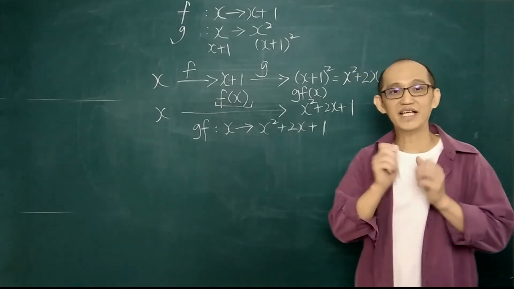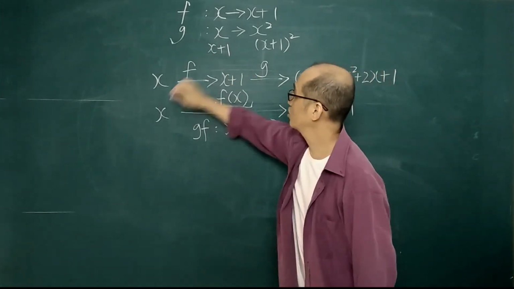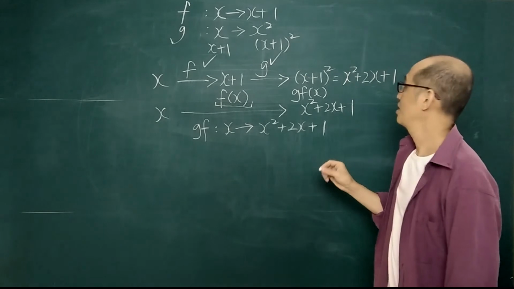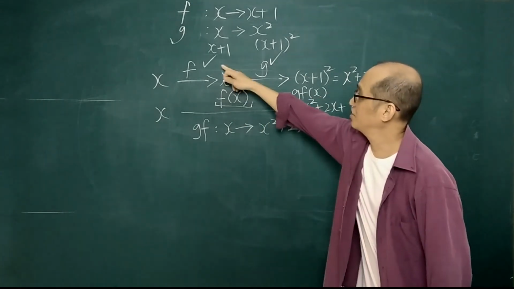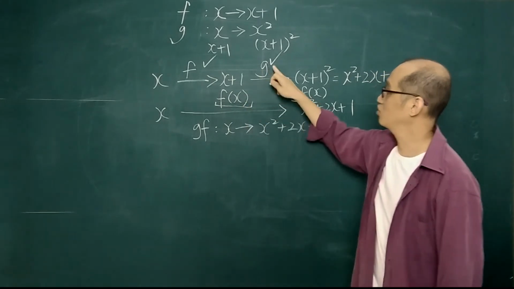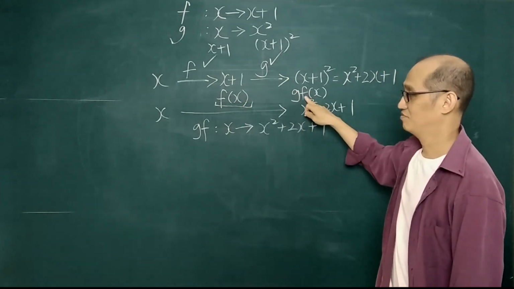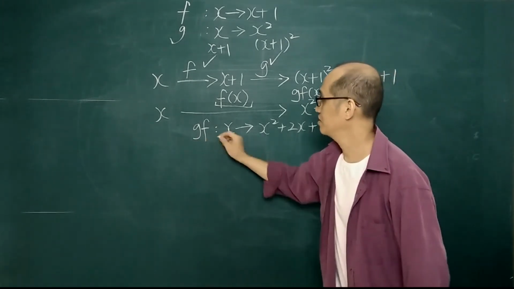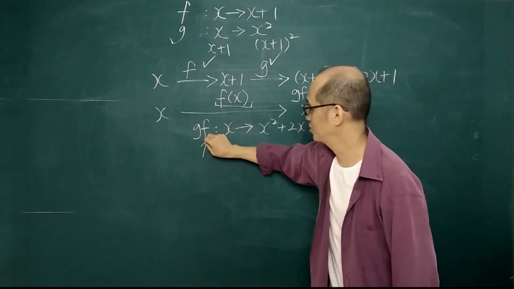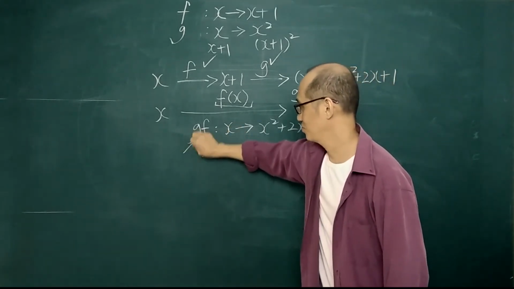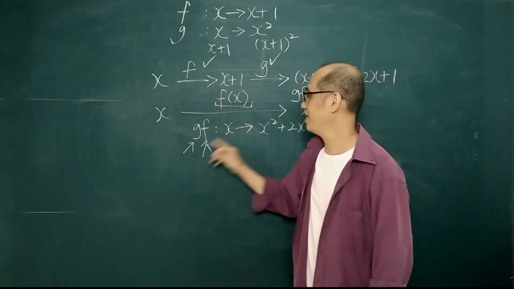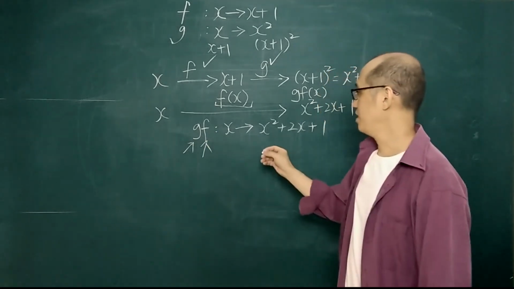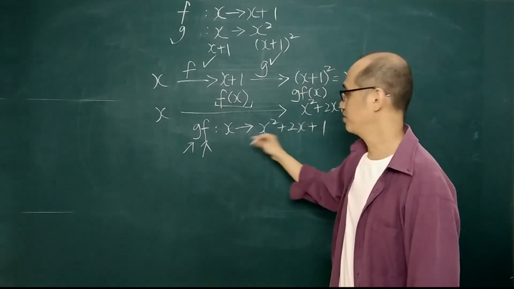Now there's something very important that you need to note. See, x goes through f first, then only g. But then here, after going through f, we get fx. After going through g, what we get is gf. So when you see gf, what actually happened is that object x goes through f first, then only g. So don't be mistaken. Don't think that x goes through g, then f. No, that's not the case.